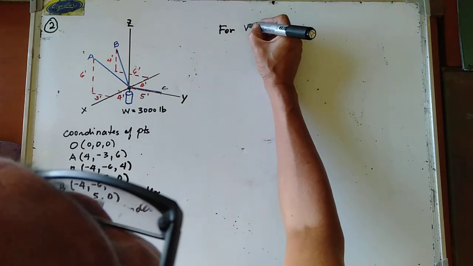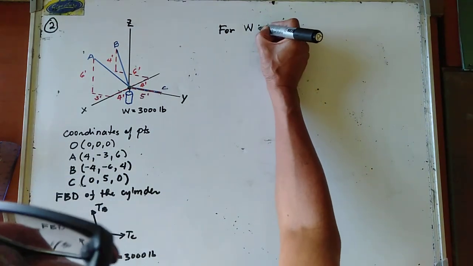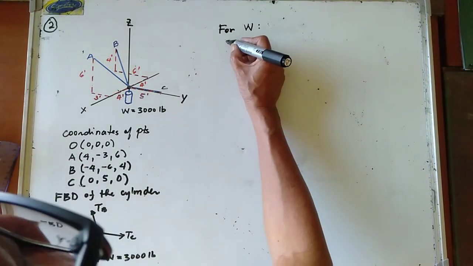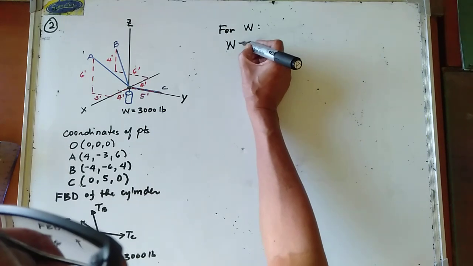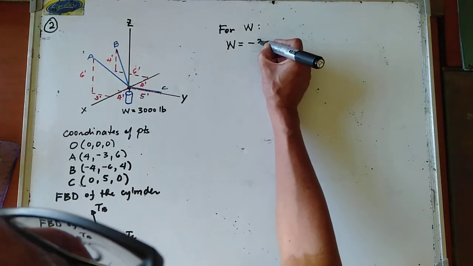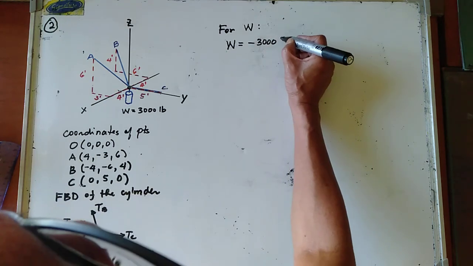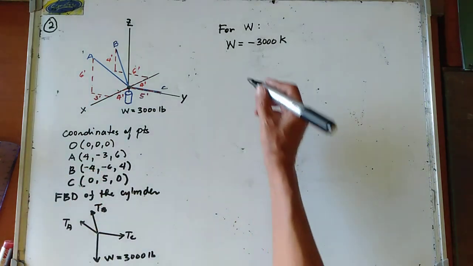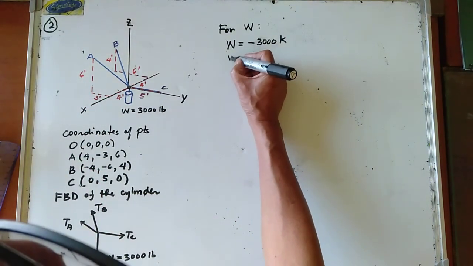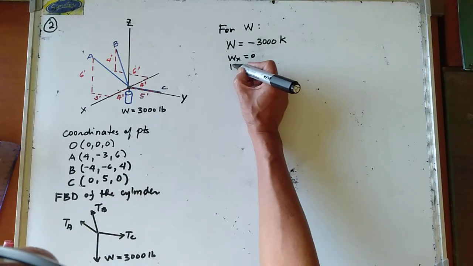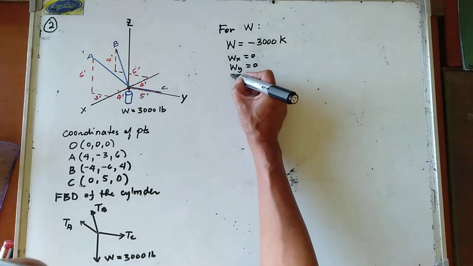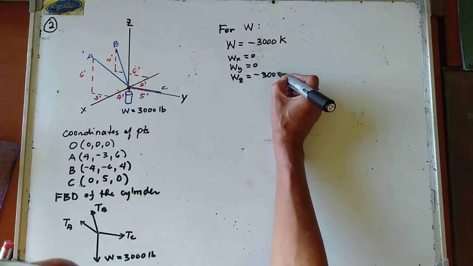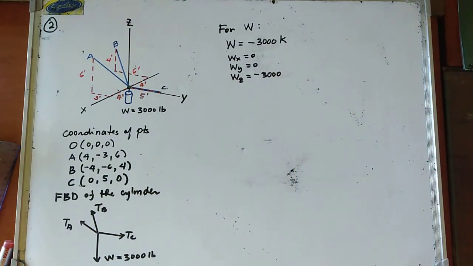For the weight of the cylinder, this is directed downward. So in Cartesian vector form, this is equal to minus 3,000k. So that is along the Z axis. In scalar form, you have Wx equal to 0, Wy equal to 0, and Wz equal to negative 3,000 pounds.